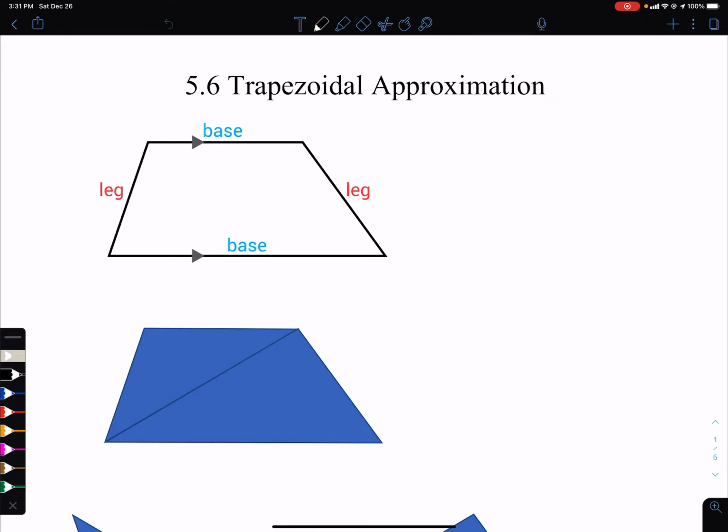5.6 trapezoidal approximations. Let's review some geometry. So what is a trapezoid? A trapezoid is a quadrilateral, meaning a four-sided polygon, with exactly one set of parallel sides.